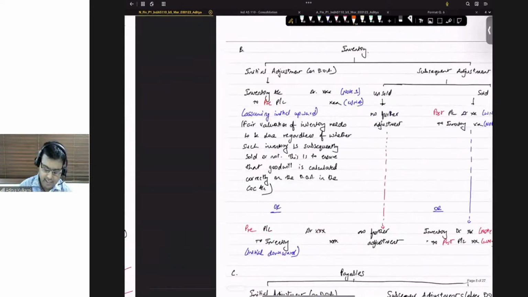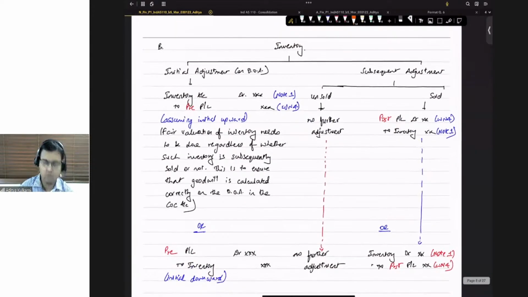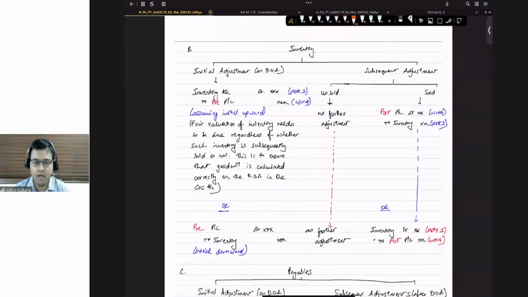Let us move on to the next part, inventory. Initial adjustment, upward revaluation: inventory account debit to pre-P&L. Your inventory went up. Because your inventory went up, you are crediting the pre-P&L. Pre-P&L goes to the cost of control account. So the net assets, which is made up of equity plus reserves, match the net assets on the date of acquisition as per the business combination. That is why we are doing this adjustment.